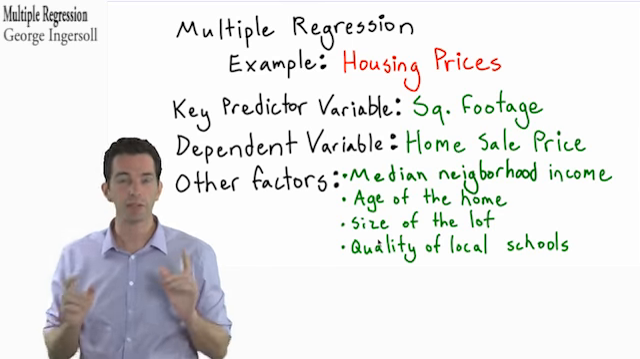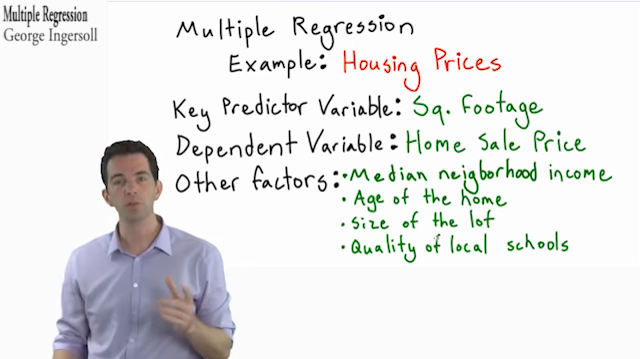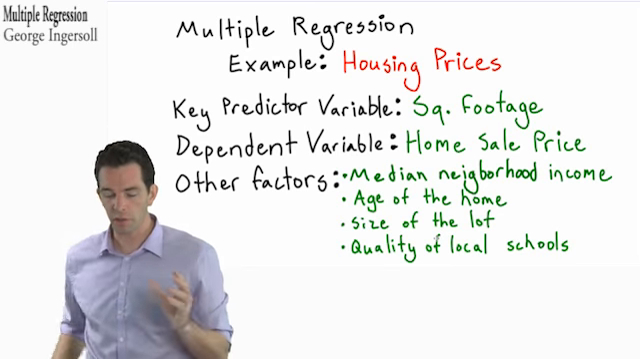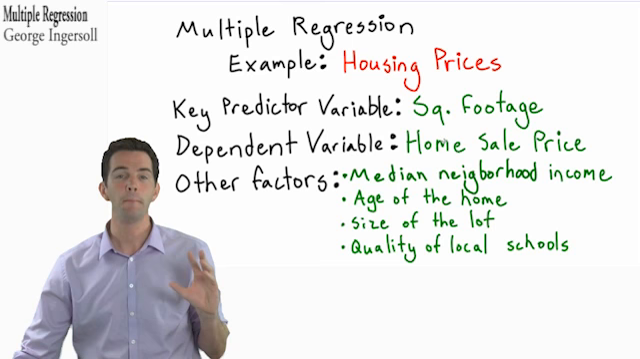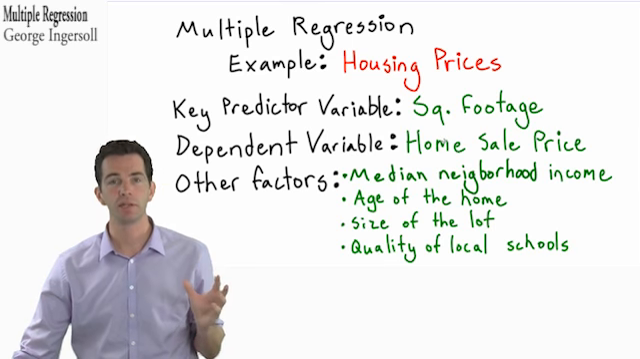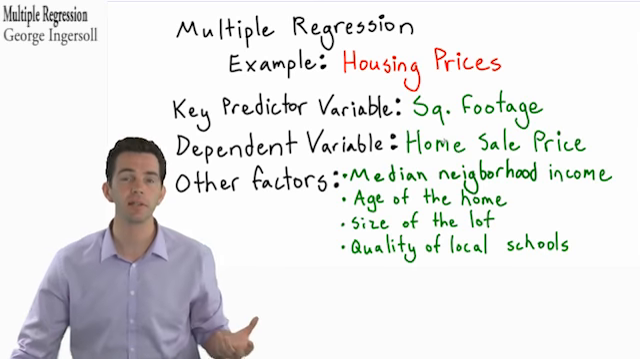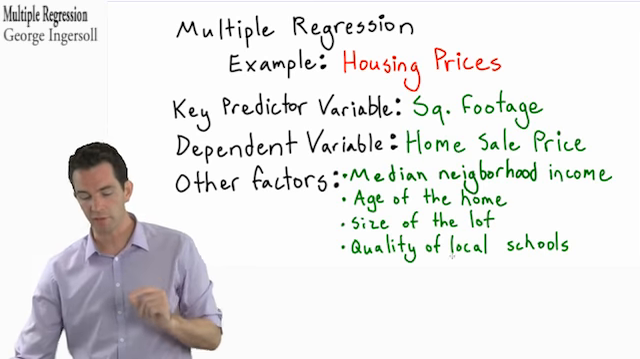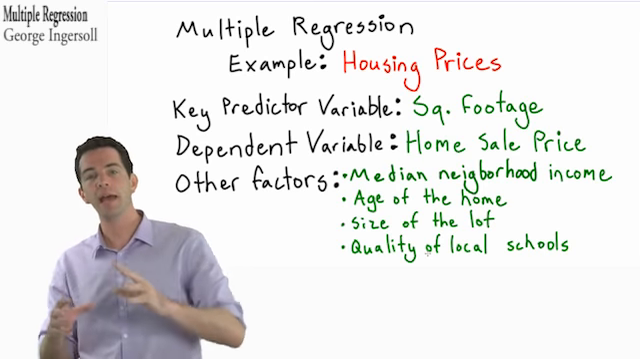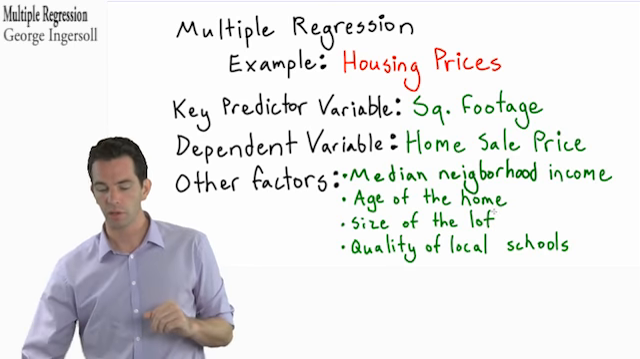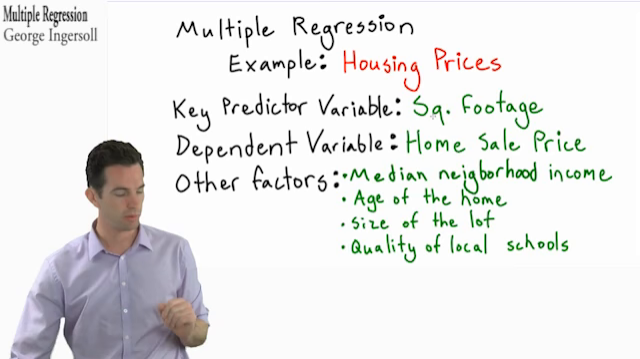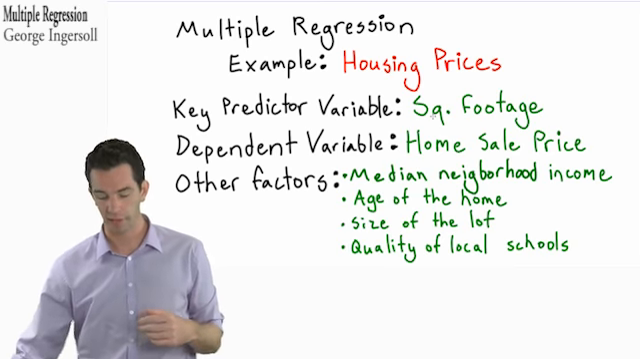If you don't factor in the quality of the local schools, your results in terms of the predictive power of square footage on home sale price might look a little bit strange, because you're going to see a lot of small houses selling for relatively more. But once you factor in the quality of the local schools, that predictor variable is accounted for, and your coefficient for square footage is going to change to reflect this.